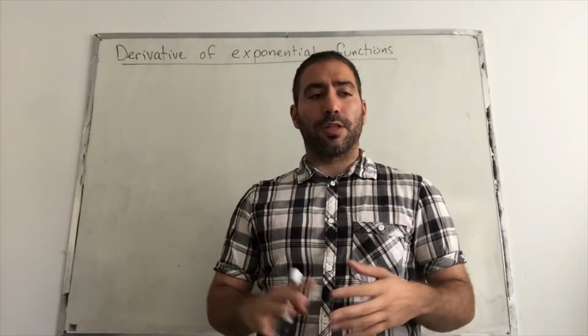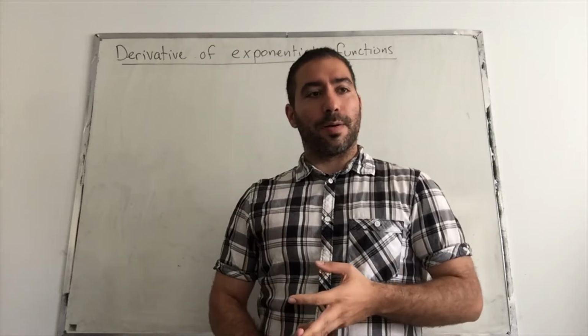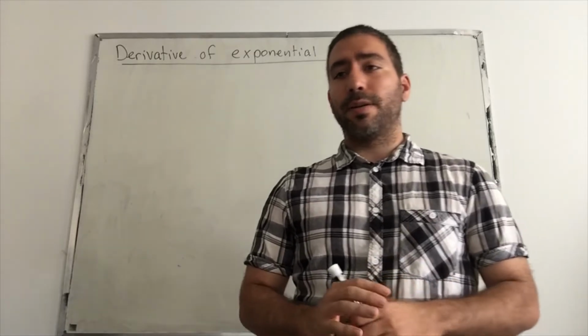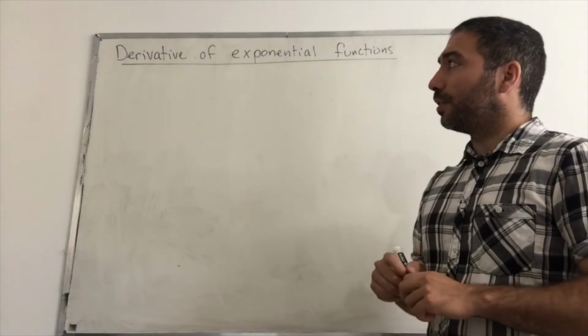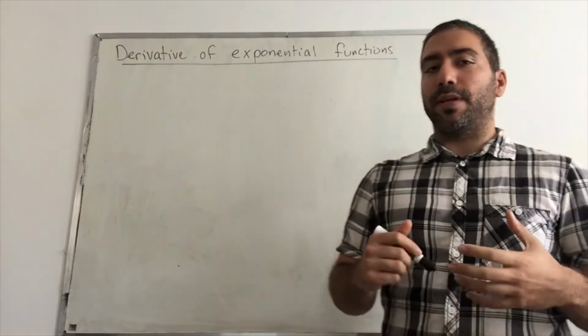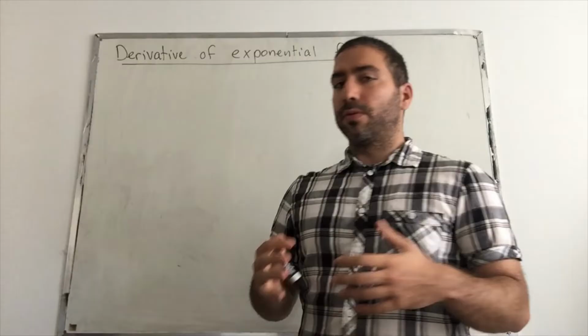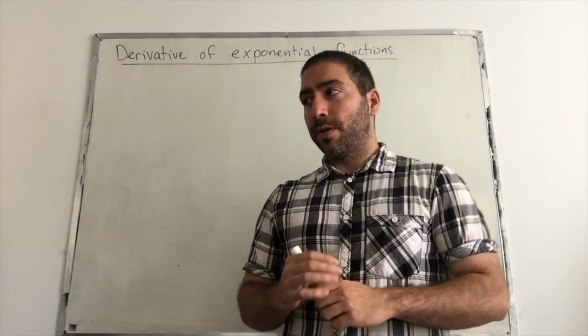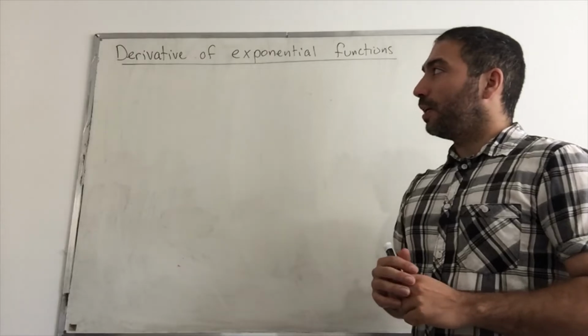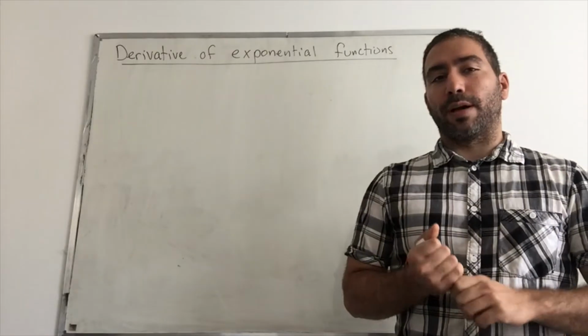In future videos, we're going to look at logarithmic functions, trig functions, sine, cosine, tan, among others. So today we're going to look at the derivative of e to the x. In order to prove the statement that the derivative of e to the x is in fact itself, e to the x, we require a couple of limits that we have to know.